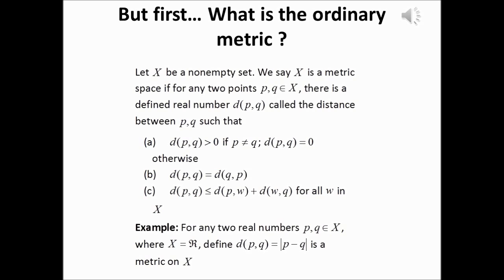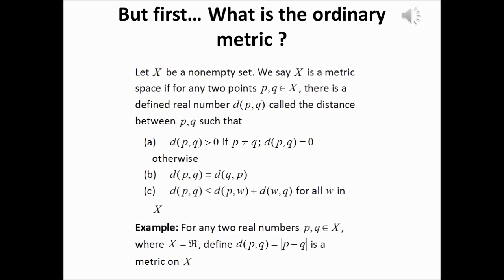Now let us give an example of an ordinary metric space. Suppose X is a set of real numbers. For any two real numbers P and Q, define the distance between P and Q to be the absolute value of P minus Q. Then we see that D is a metric on the set of real numbers, because 1, the absolute value of P minus Q is always non-negative.